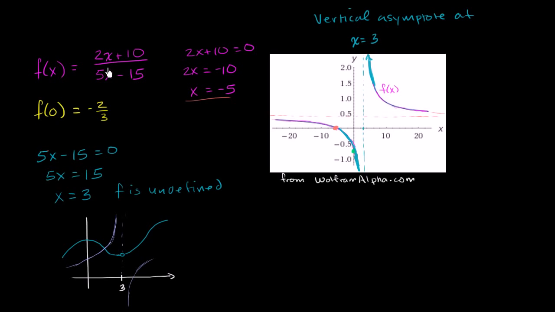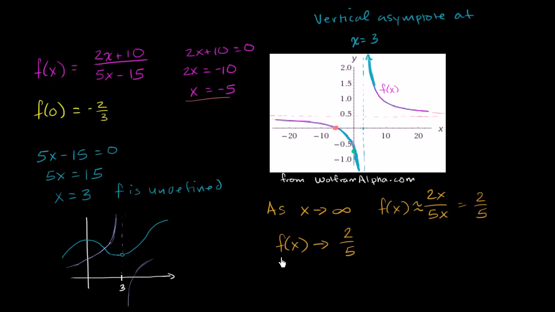Well, one thought experiment is just to say, well, what happens to f of x as x approaches infinity? So let me write that down. As x approaches infinity, then f of x is going to approach what? Well, as x approaches larger and larger values, the positive 10 and the negative 15 start to matter a lot less. The highest degree terms in the numerator and denominator start to dominate. So we could say as x approaches infinity, f of x is getting closer and closer to 2x over 5x, which is 2/5. So you could say f of x is approaching 2/5.